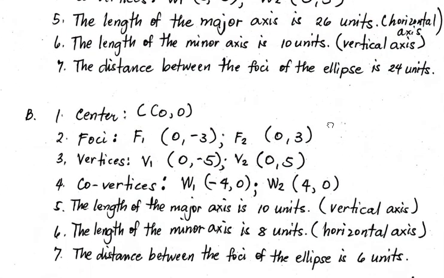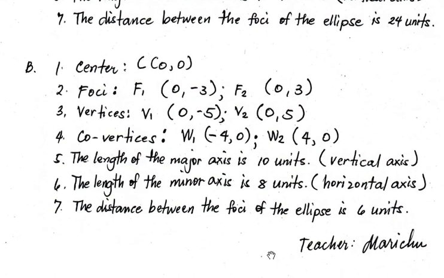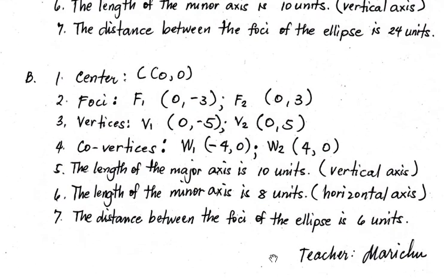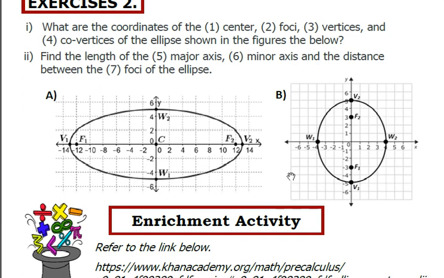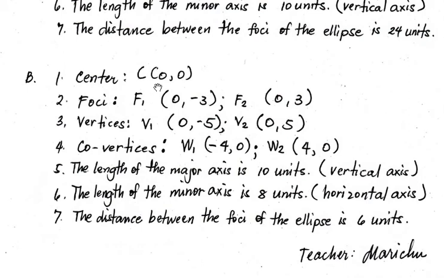We're done with ellipse A. We move on to ellipse B. Ellipse B is what we call a vertical ellipse. So where is the center? The same. We have the center at the origin. Coordinates are 0, 0.